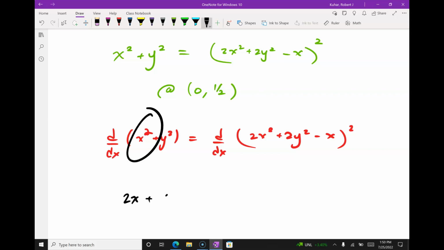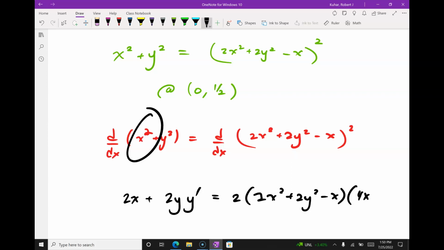For the y squared, though, I get 2y prime, right? Because the derivative of y is not 1. The derivative of y is y prime. That's just implicit. On the other side, I get 4x plus 4y prime minus 1. I'm sorry. Silly Robert. 2 times 2x squared, right? 2y squared minus x now times a 4x plus 4y y prime minus 1.